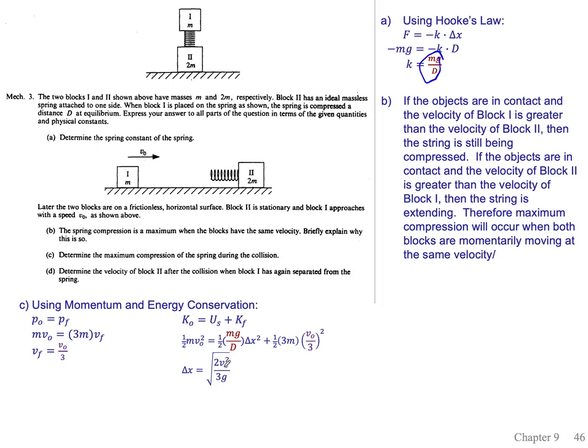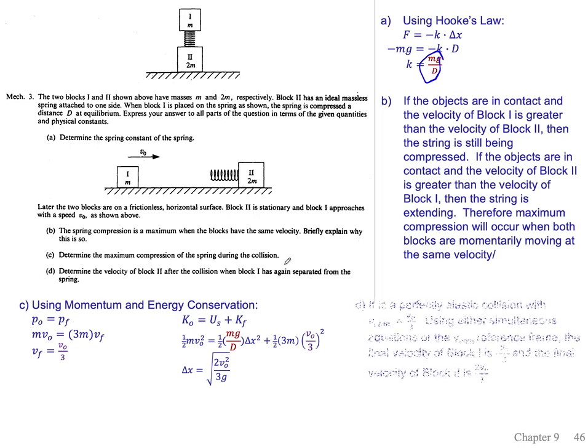Yuck. Finally, determine the velocity of block 2 after the collision when block 1 is again separated from it. Well, this is a perfectly elastic collision. It's on a frictionless surface.